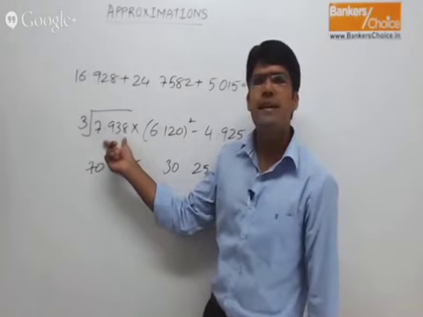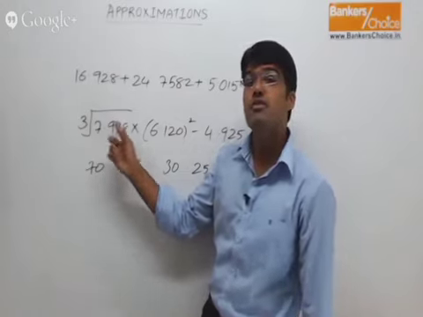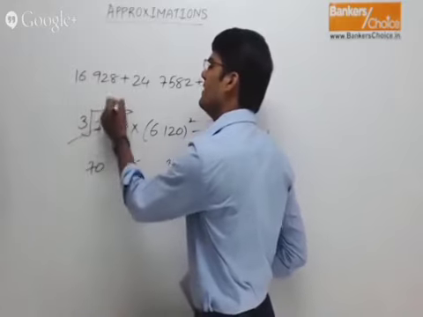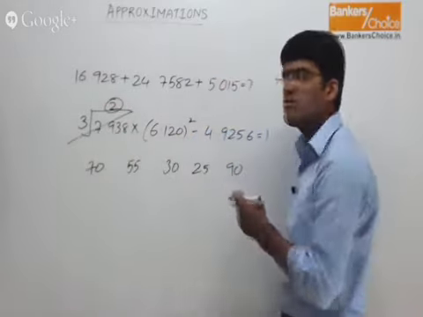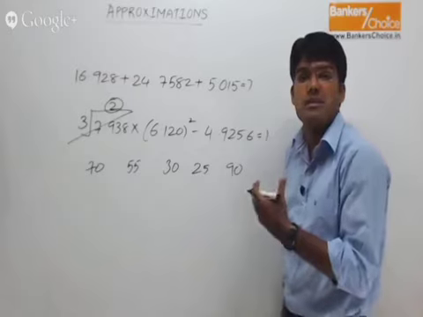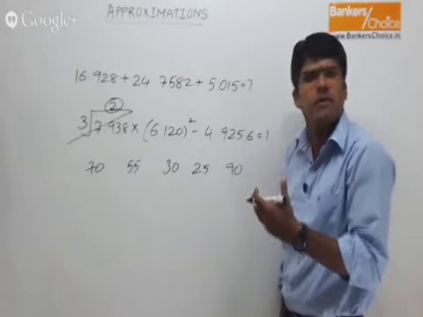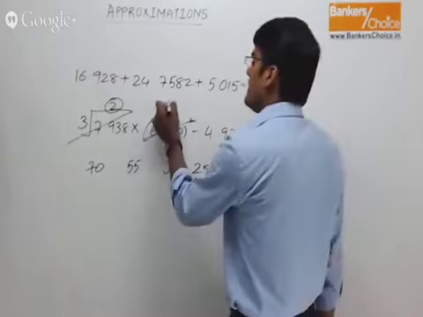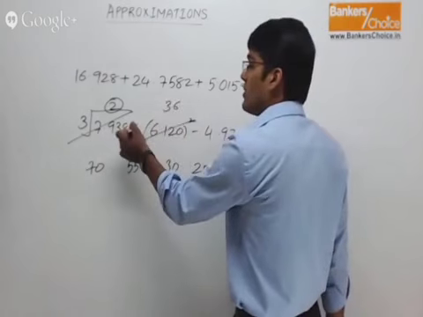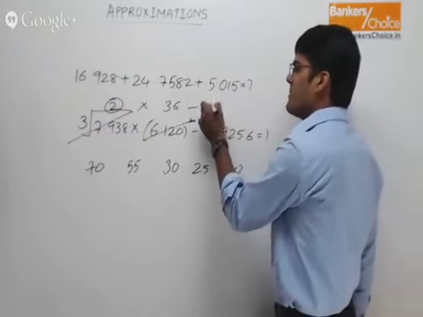Can I take it as approximately 8? What is the cube root of 8? Cube root of 8 is 2. So this part here is approximately 2. What about 6.12 whole square? 6.12 is approximately 6, and 6 square is 36. Now 2 into 36 minus 4.9256 can be taken as 5.